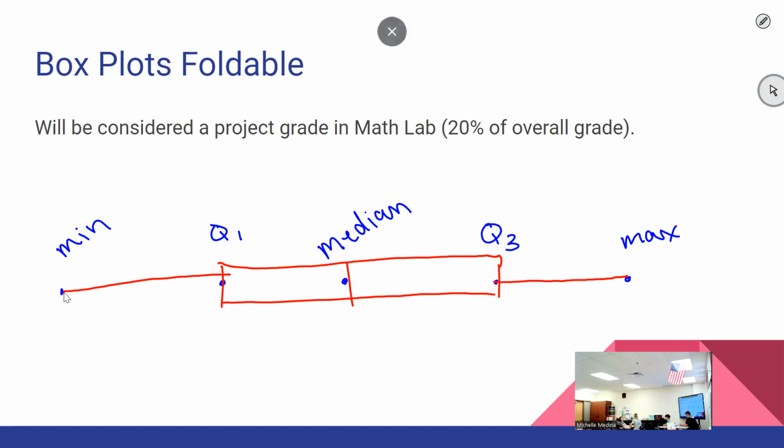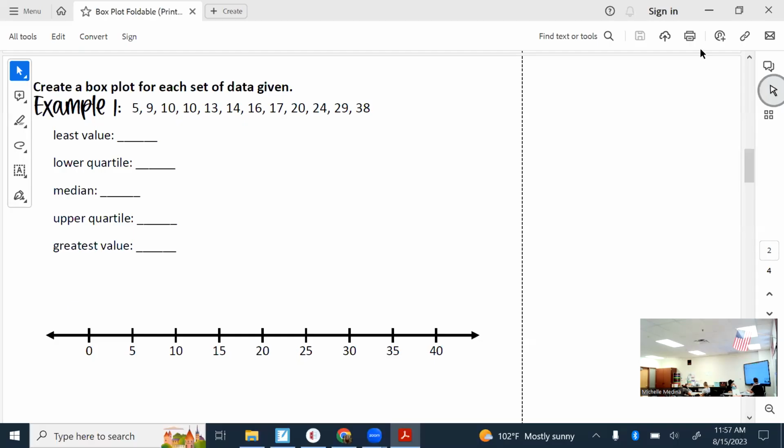Questions, comments, concerns? Okay, so we went over the five-number summary, which is also listed on your paper. Table 1, what did you put for your least value? And guys, if you disagree at any point, just let us know. Table 2, the lower quartile. Table 3, the median. Table 1, the upper quartile. And table 2, the greatest value.